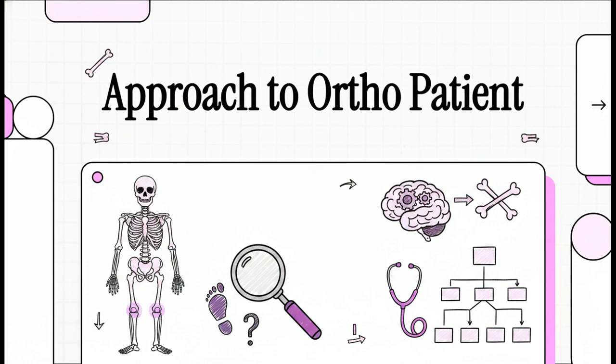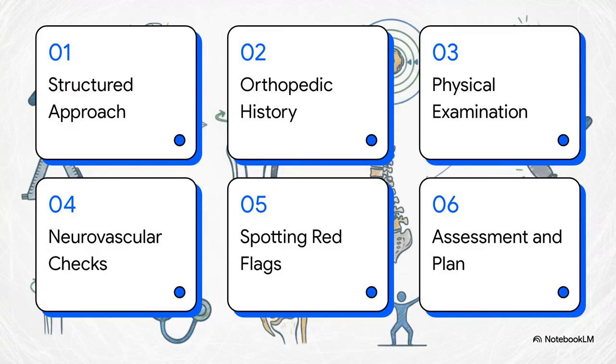Okay, let's dive into this. So here is our roadmap. We'll hit the structured approach, taking an orthopedic history, the physical exam, neurovascular checks, spotting red flags, and wrap up with assessment and plan. Honestly, following this logical, repeatable sequence just completely takes the guesswork out of the equation. It ensures safe decision-making every single time.